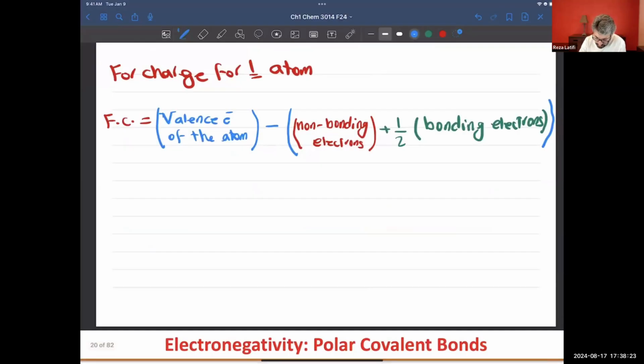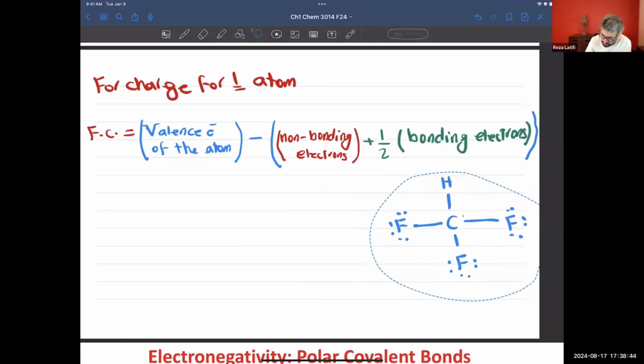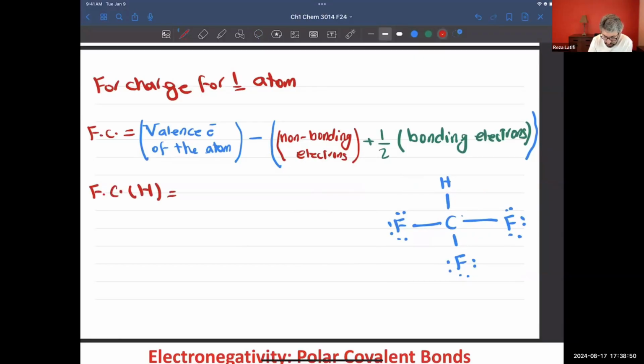So this is the structure that we have. We have carbon attached to hydrogen and 3 fluorines. Each fluorine has 3 lone pairs. Let's practice the formal charge for any of these atoms, and I'm going to start with hydrogen. Formal charge for hydrogen is going to be equal to, what's the group for hydrogen? Hydrogen belongs to the first column, so it will be group 1, minus. Do I see any lone pair, non-bonding? No, so it will be 0.